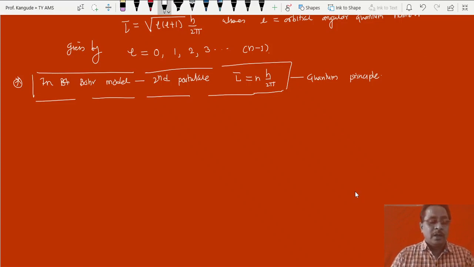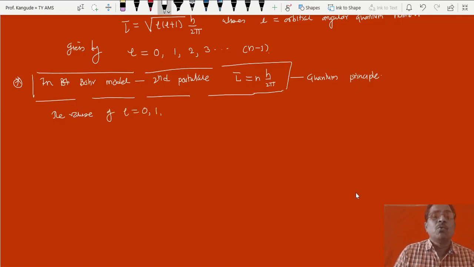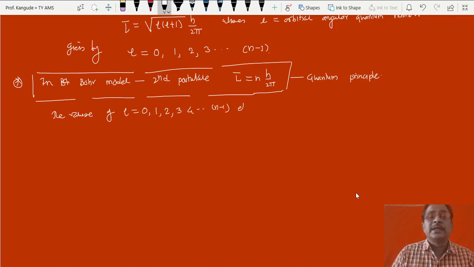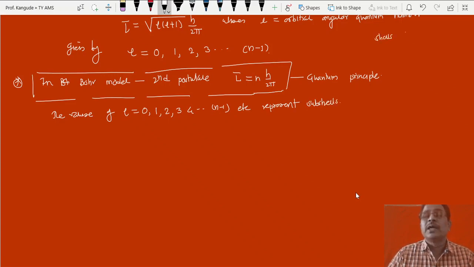Okay, now what is the relationship between this capital L and small l? We'll write further the values of l equal to 0, 1, 2, 3, 4, etc. up to n minus 1, which you have written earlier. These represent subshells. Earlier we have used shells, so K shell, L shell, M shell, etc. Now these are divided into subshells, and this division is given by this small l.